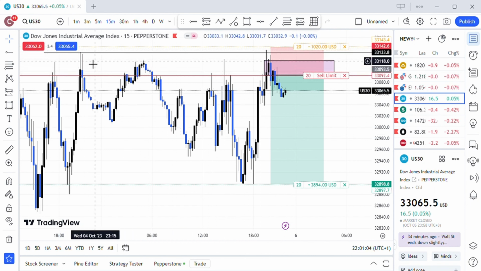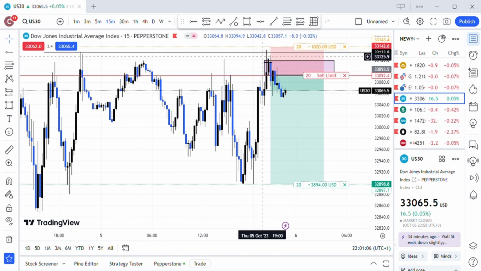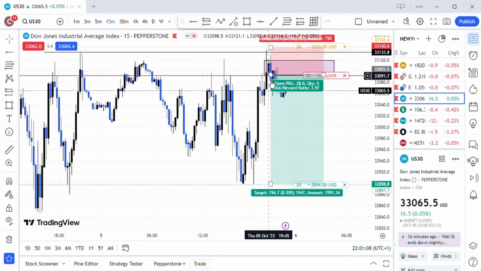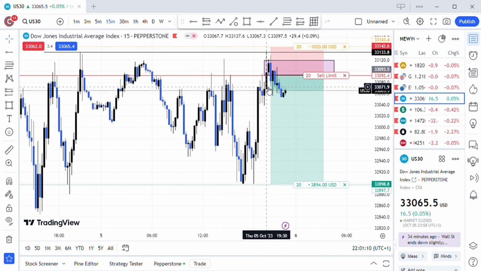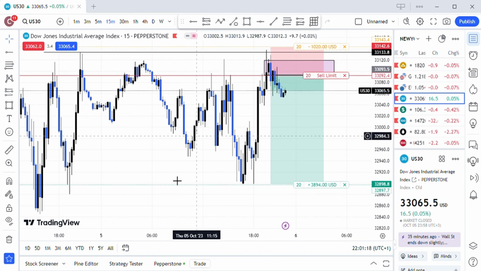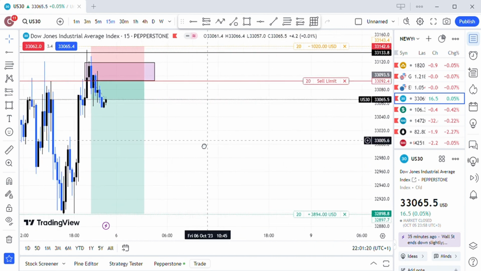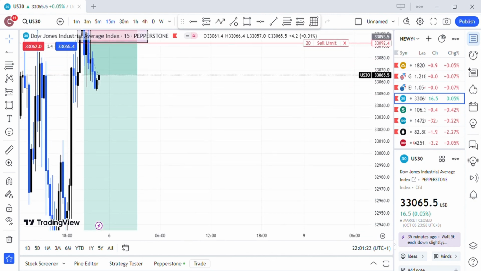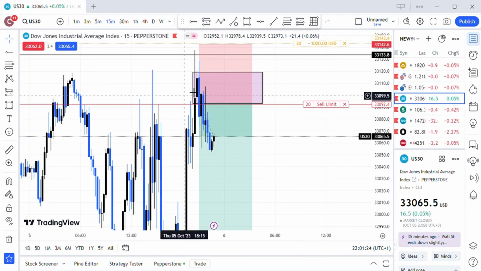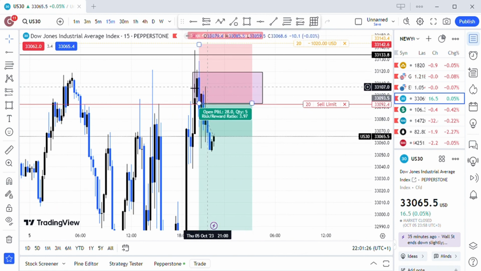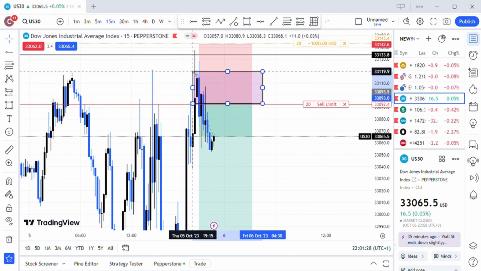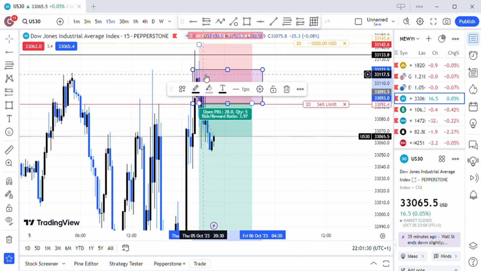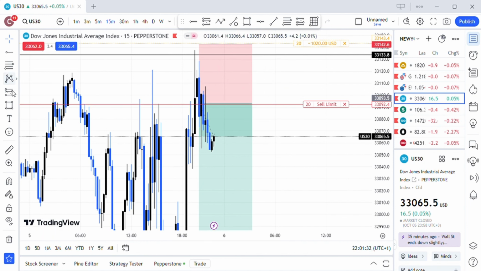So liquidity has been swept. Look at the liquidity sweep, the candle that swept liquidity. Liquidity has been swept and you have a downward movement, a momentum push. Look at this candle, this momentum push with this candle. So let me delete this and show it now.